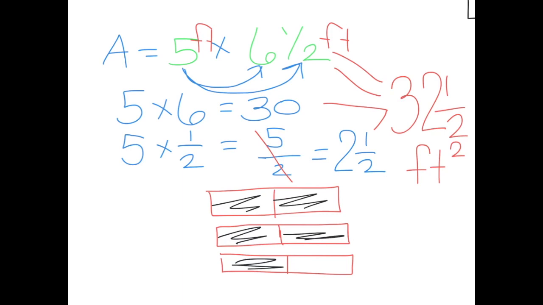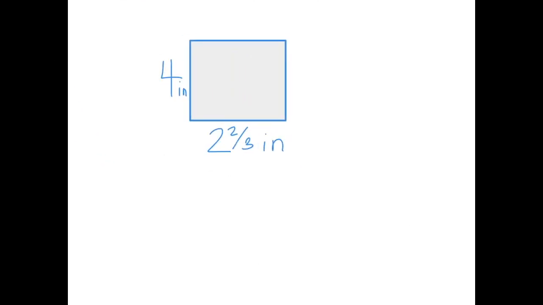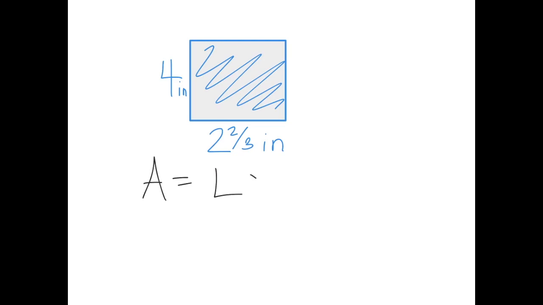Let's take a look at another problem. Let's say I have a small piece of paper that measures 4 inches by 2 2/3 inches, and I want to know what is the area of this, or how much space is it going to take up. I'm always going to start with my area formula, and then we'll swap in the things that we know. So I know the length, it's 4, or it could be 2 2/3, whichever you like. I'm going to put in my 4. And I know the width, it's 2 2/3.